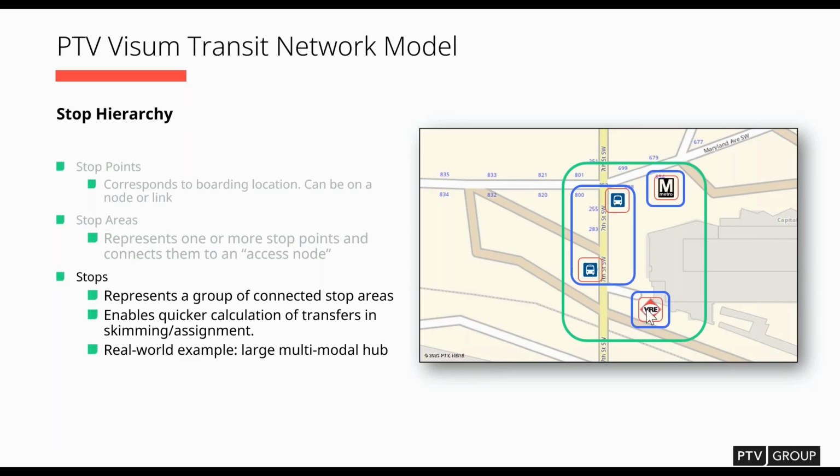So you have something like the VRE system here, which is a commuter rail. So it would have its own stop point and stop area. And then the bus system here would have two different stop points where two different stops are located, and they'll be within the same stop area. And then the metro rail station would be a stop point and its own stop area. But all these are considered one stop for the purposes of this particular network model.